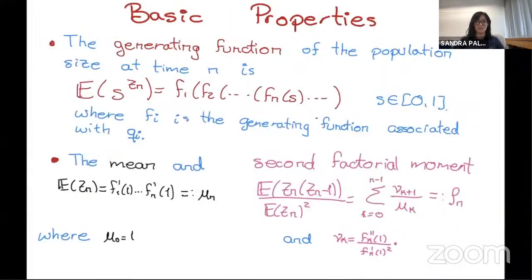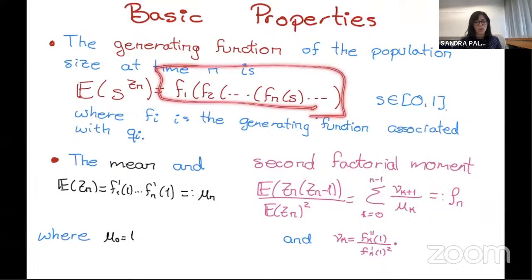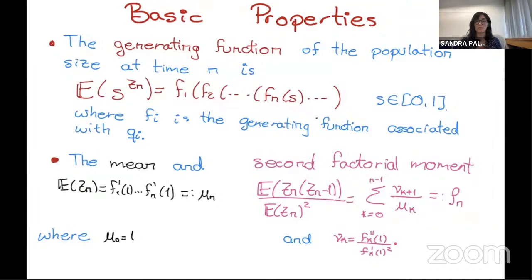So let me tell you some basic properties. First, if I want to know the generating function of the population size at time n, we can prove by using the branching property that it is the composition of f1 with f2 up to fn of s, where the fi's are the generating functions associated with the environment qi, that is, how individuals in the i-1 generation give birth.